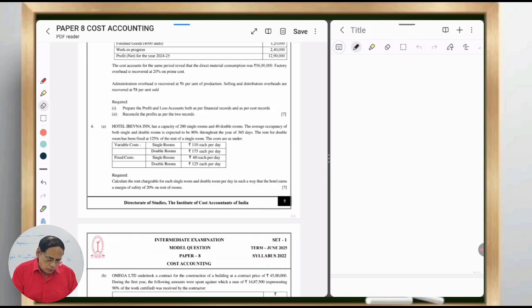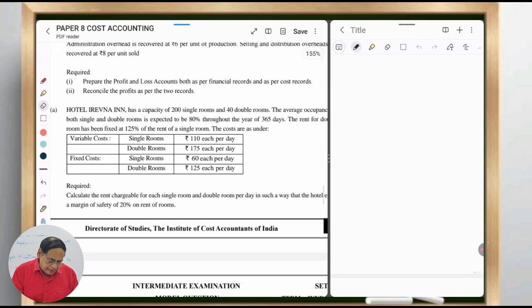The question number 4. Hotel Irevana Inn has a capacity of 200 single rooms, 40 double rooms. The average occupancy of both single and double rooms is expected to be 80% throughout 365 days. The rent for a double room has been fixed as 125% of the rent of a single room.